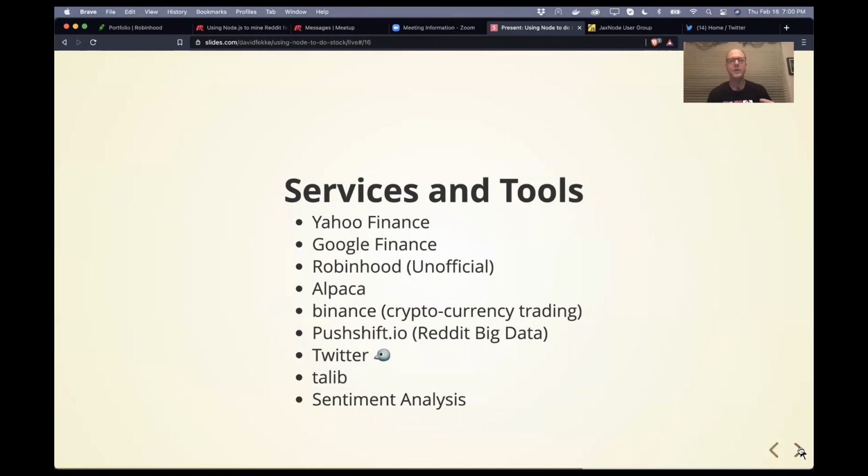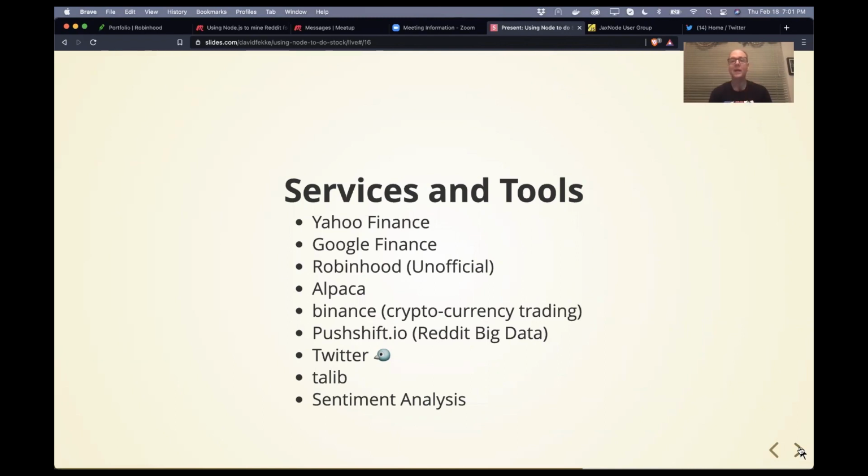So these are some of the services and tools that I've just taken a look at. Yahoo Finance, Google Finance, I believe both of them have APIs you can use as well. Yahoo definitely does. I have a demo of that tonight. Robinhood is mostly an app and website you can use for doing your trades, but there's an unofficial API. One of the things about using an unofficial API is that there's a chance it can break. So if you're looking at doing this seriously, Robinhood might not be the best vendor.